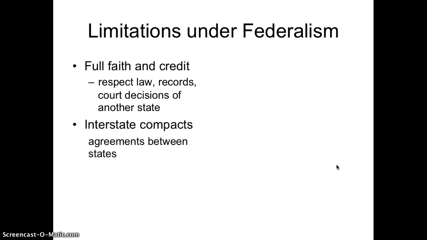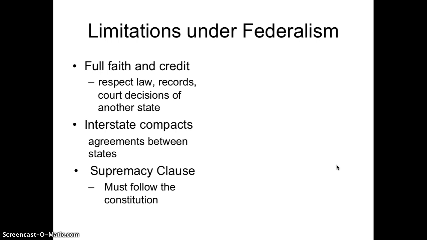Sometimes states can enter into agreements with each other. That's known as an interstate compact, such as the one that Minnesota and Wisconsin have in regards to college tuition, for example, where you can go to Wisconsin and pay in-state tuition. Both the national government and the state governments must also follow the Constitution. This is known as the Supremacy Clause.